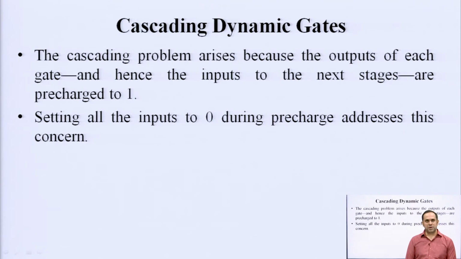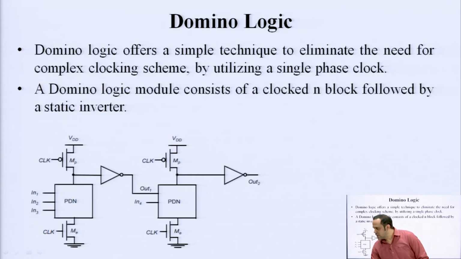So, this problem has a solution in itself: instead of pre-charging to 1, if you leave stage 1, and for all subsequent stages which are being connected in cascade, if somehow you can make the inputs after pre-charge equal to 0, that will to a great extent address this problem of cascading. A common approach to solving this problem of cascading is what is known as domino logic. Okay. Domino logic offers a very simple technique. It helps in avoiding this problem of charge loss due to simple cascading.